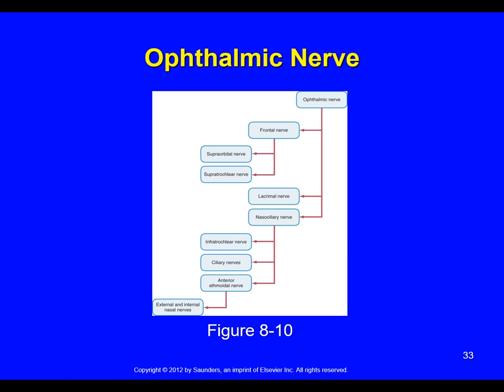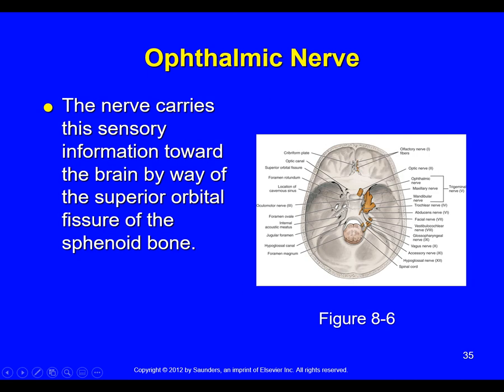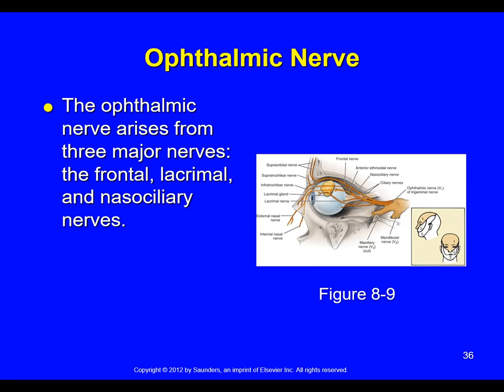These next slides are going to break this down just a little bit more. V1 is the sensory root of the trigeminal nerve, the ophthalmic portion. It's the smallest division, and it's sensory for the conjunctiva, the cornea, eyeball, orbit, forehead, ethmoid, and frontal sinuses, plus a part of the dural matter. The nerve carries sensory information to the brain through the superior orbital fissure of the sphenoid bone. Okay, we know where the superior orbital fissure is, but we have to remember that that is going through the sphenoid bone. So don't forget your bones and the different larger sections.